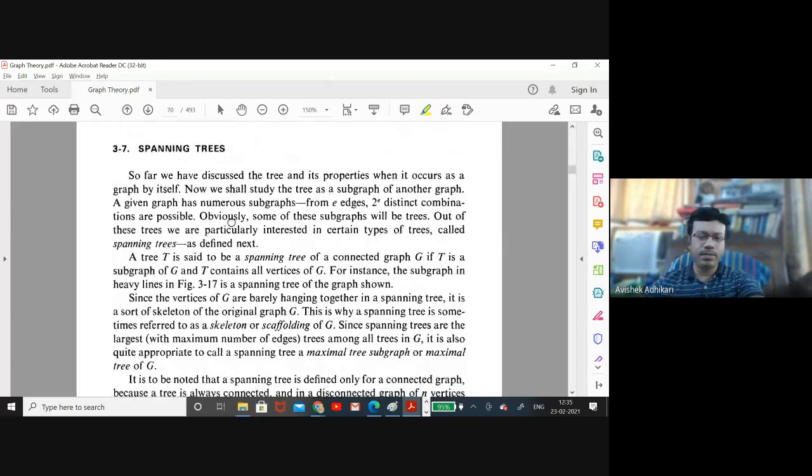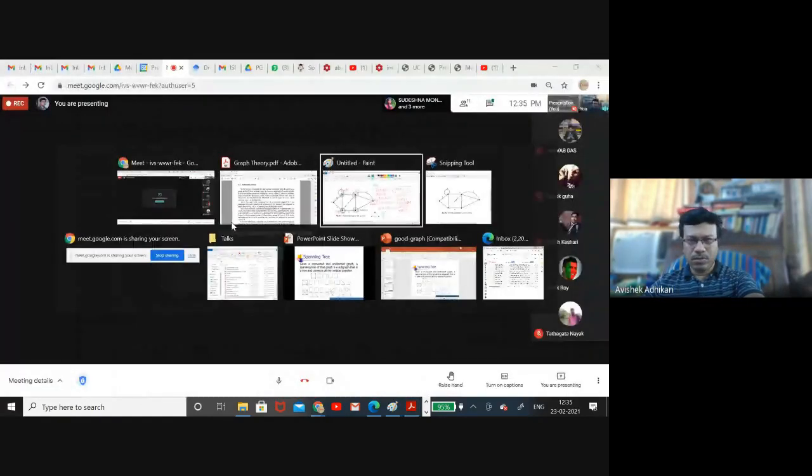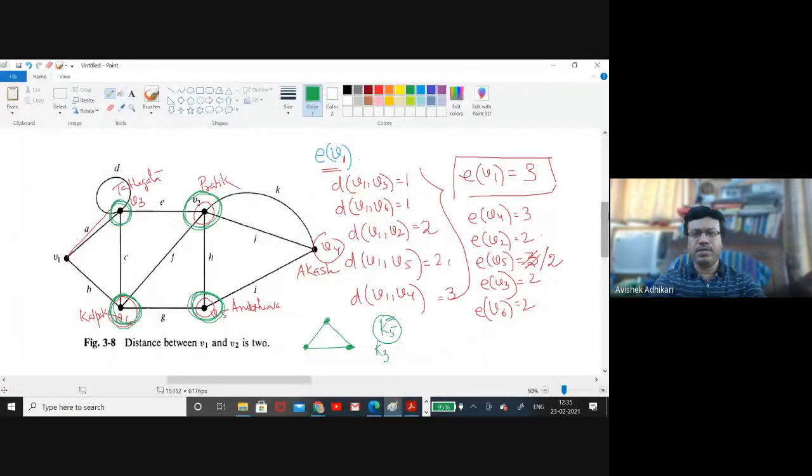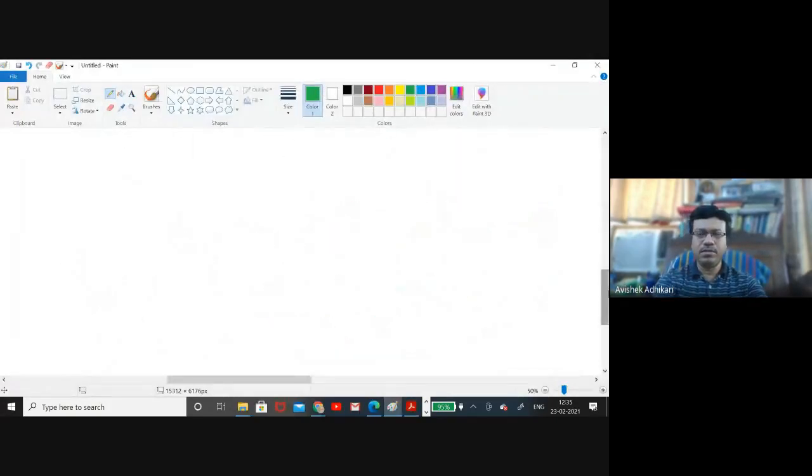So what do you mean by a spanning tree? Suppose I have started with a graph, say with this kind of graph, say for example, maybe K4, a complete graph.